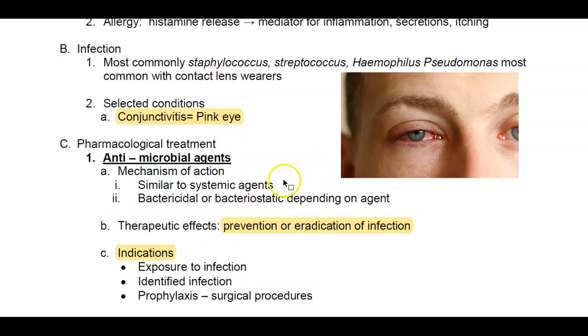Pharmacological treatment of conjunctivitis usually depends on the cause, right? If it's from an infection, then we expect to administer antimicrobials. If it's from some other condition that causes inflammation, then we may just administer anti-inflammatory agents. And at times, if it's caused by allergies, then we may need to administer antihistamines. So let's start with antimicrobial agents.